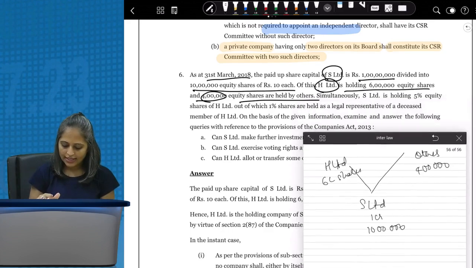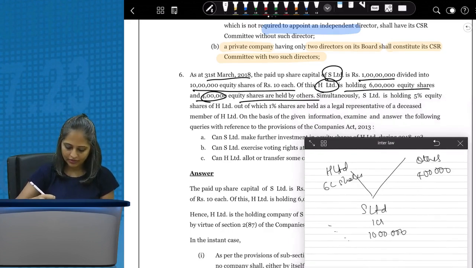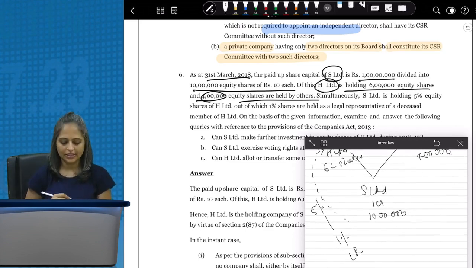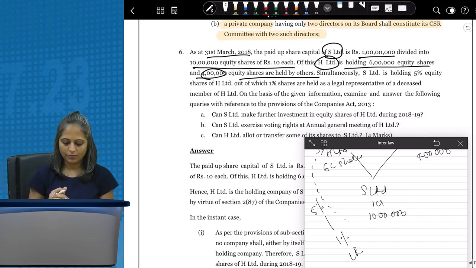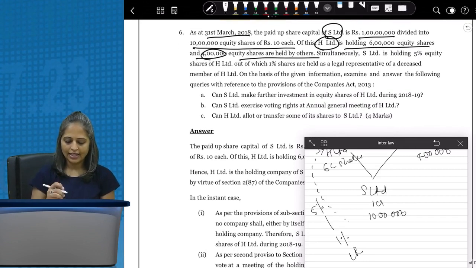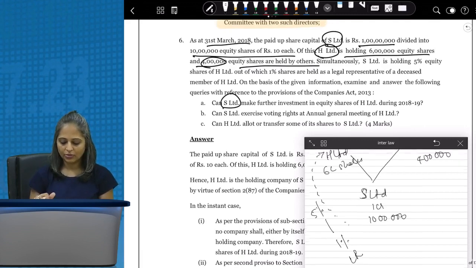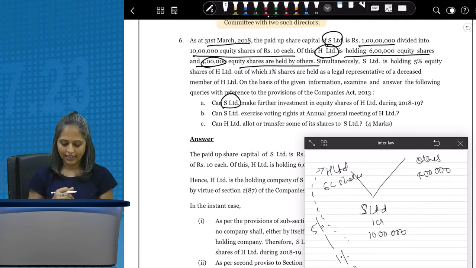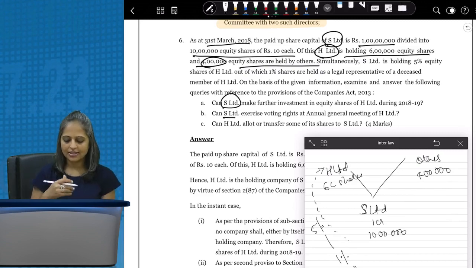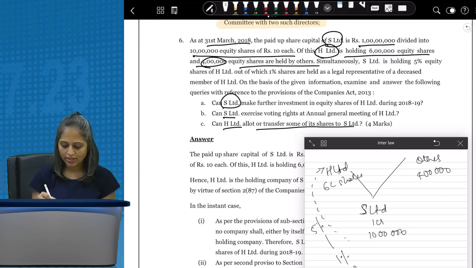Okay. Simultaneously, S Limited is holding 5% shares of H Limited, out of which 1% is held as the legal representative of a deceased member. On the basis of the given information, examine and answer the following queries with reference to the provisions of the Companies Act. Can S Limited make further investment in the equity shares of H Limited during the year 18-19? Second question, can S Limited exercise voting rights at the annual general meeting of H Limited? And third question, can H Limited allot or transfer some of its shares to S Limited?